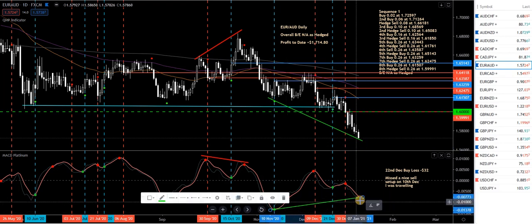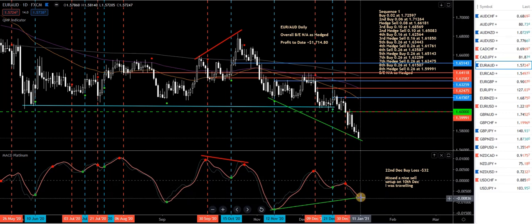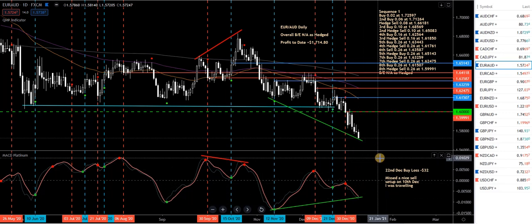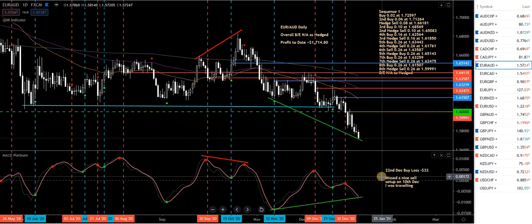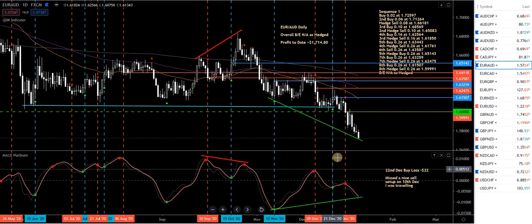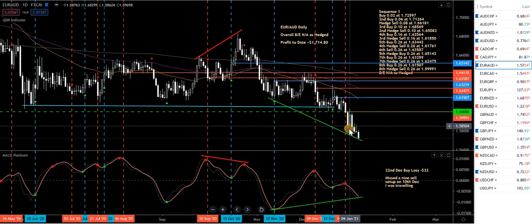And I just keep on adjusting them until they're no longer valid. And once they're no longer valid, just remove them. So you can see my notes here, 22nd of December, that should be in here. There was a loss of $32, yeah. So I took a buy there and I got stopped out. I closed it on the sell signal.